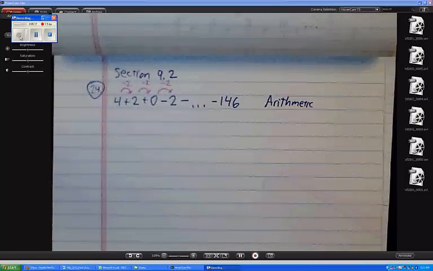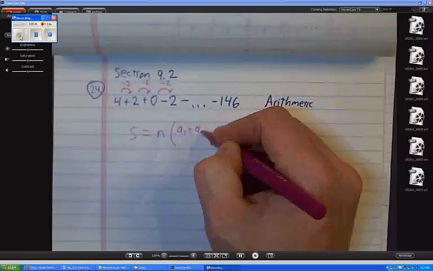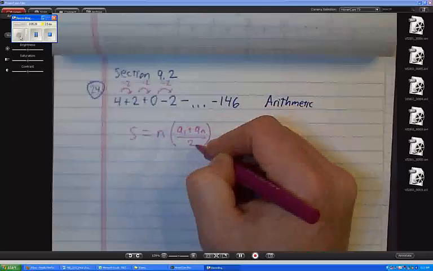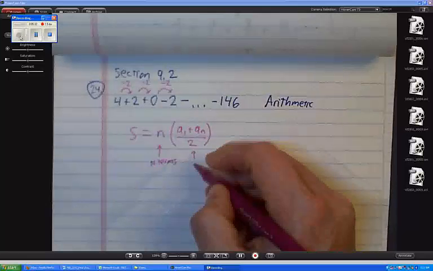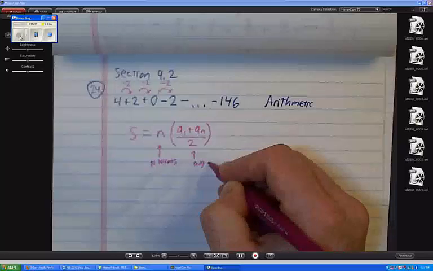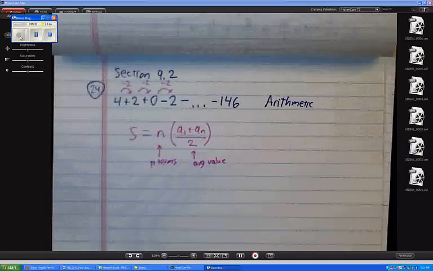S equals n times (a1 plus an) over 2. Again, n is the number of terms, and this is what I would call the average value. In the last example, the average value was 101, because when I took 2 and 200, halfway in between there was 101. In this example, here's a tough thing. What is n? How many terms are there?